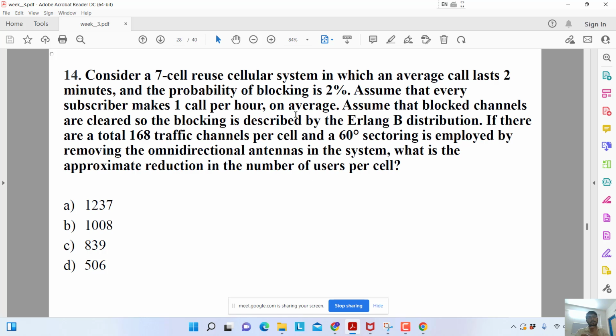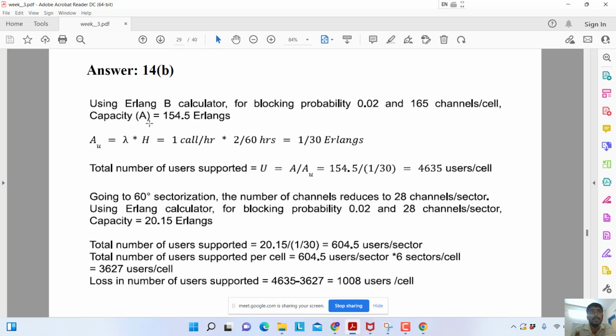Firstly, we will calculate the same way as previously. After that, we will use the concept of 60-degree sectorization. We have to calculate the approximate reduction in the number of users per cell. What is given? Call holding time is 2 minutes, blocking probability is 2%, and call arrival rate is one call per hour. Now we will see the solution. Firstly, we will calculate the number of users for the initial condition.